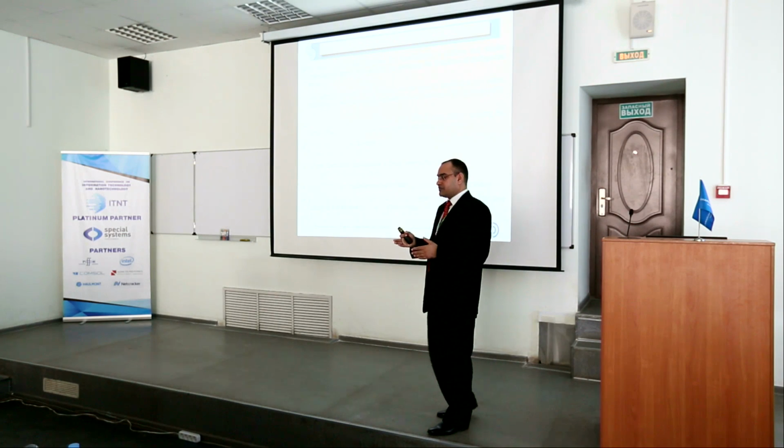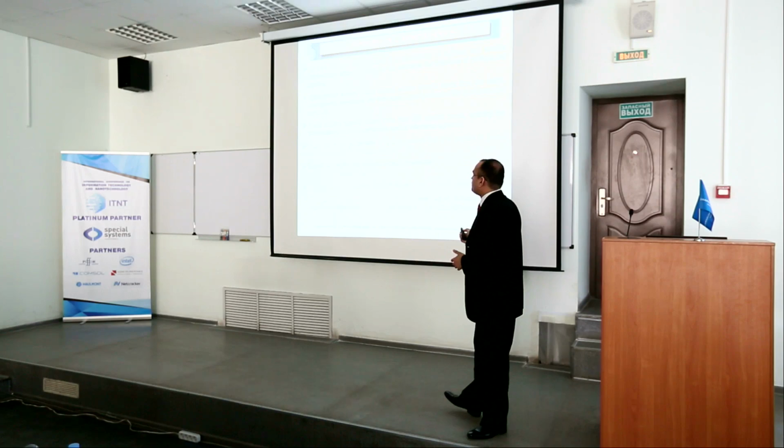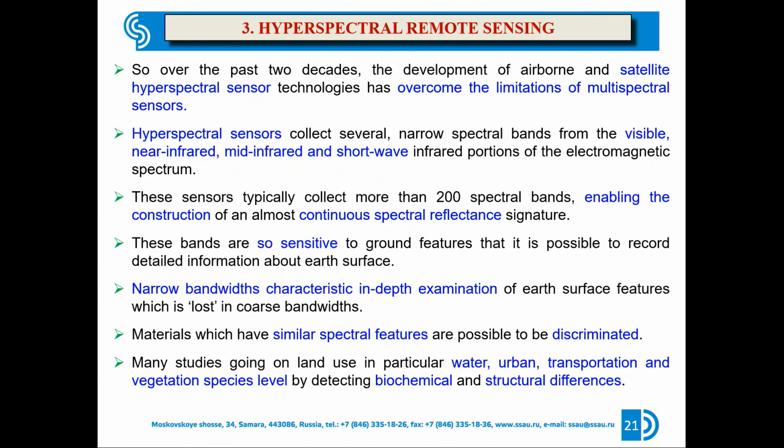So the basic difference is the large number of bands in hyperspectral remote sensing. When we are using a large number of bands with narrow bandwidth, each band will be sensitive to a specific object. They will pinpoint the object due to their high sensitivity. So now we have the capacity to identify features at the subclass level, and that's why people are now using hyperspectral remote sensing for water, urban transportation and vegetation species identification, because it directly detects biochemical or structural differences in the object.